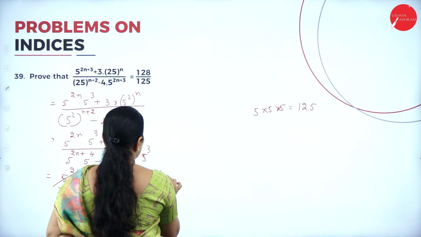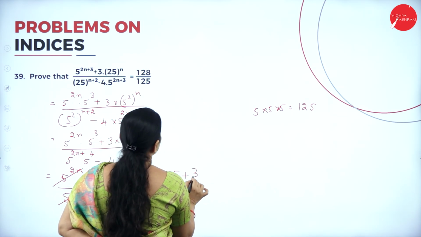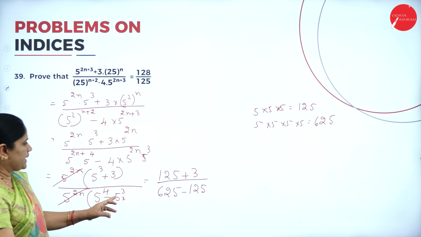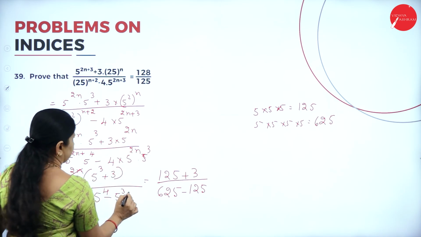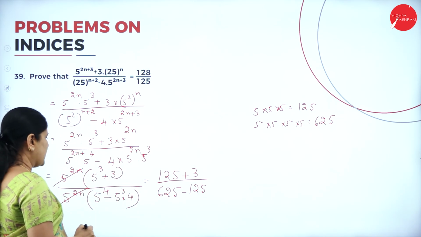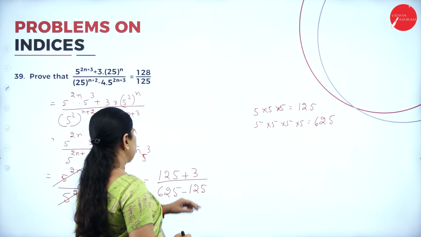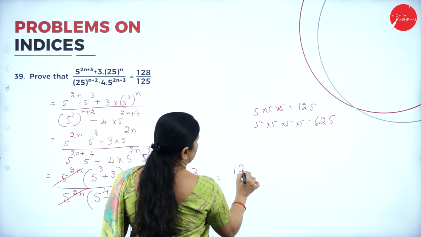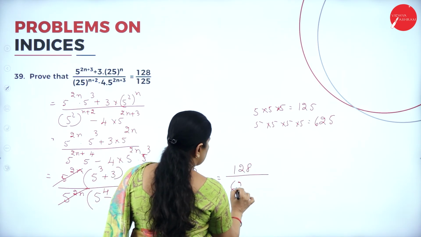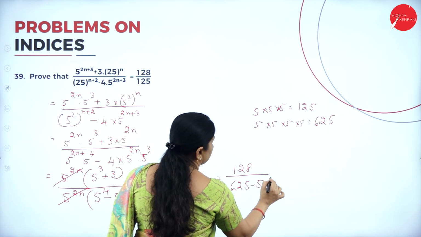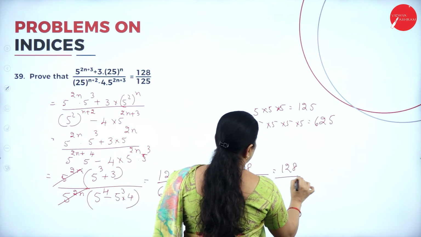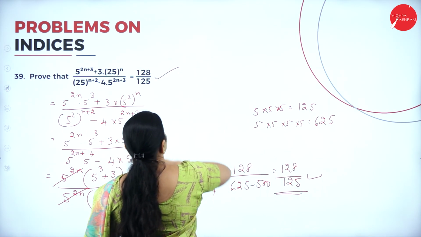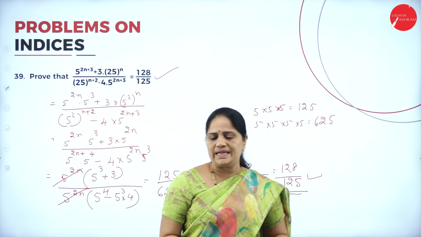So I will write here 125 plus 3 whole over 5 to the power 4 minus 5 cube into 4. Now this I can simplify as 125 plus 3 over 625 minus 125 into 4. So this will be equal to 128 by 625 minus 500. So this will be equal to 128 by 125. So this is the answer. So I'm getting 128 by 125.